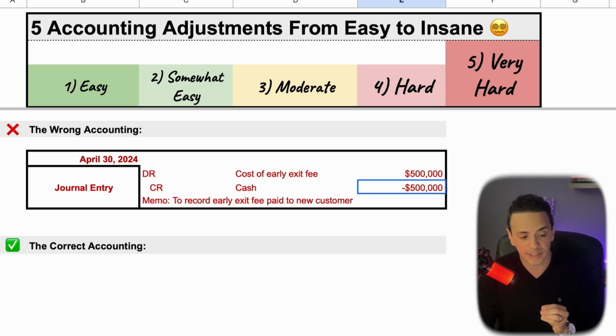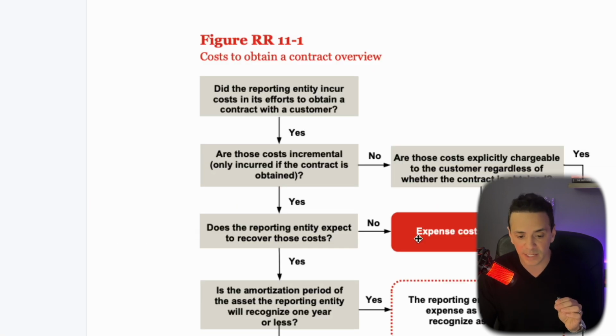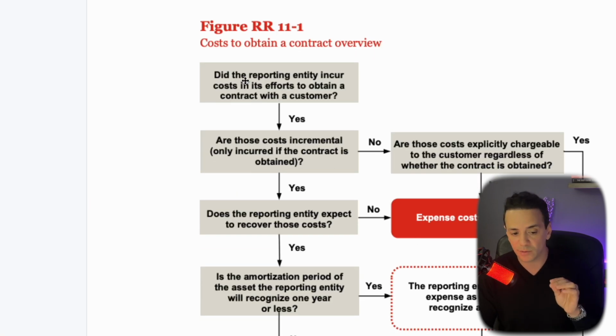The correct way to record this would be very similar to our previous example. So the correct way is going to be a debit to a capitalized buyout asset. So you're going to create an asset on the books for $500,000 and credit to cash. And this is because, looking again at that diagram the same way, we have to ask ourselves the same question. Is the cost to obtain a new customer contract? Yes. Is the cost incremental? Yes, because we only will pay it if we get that contract.